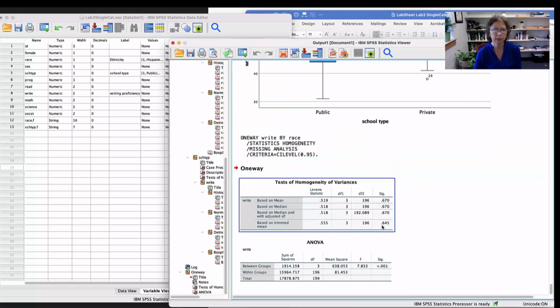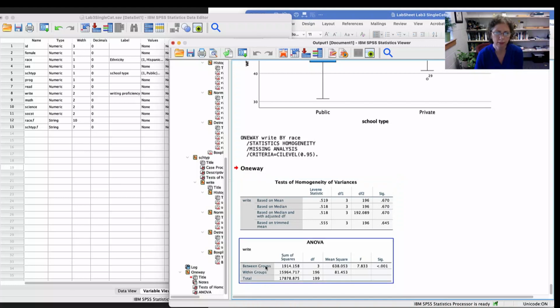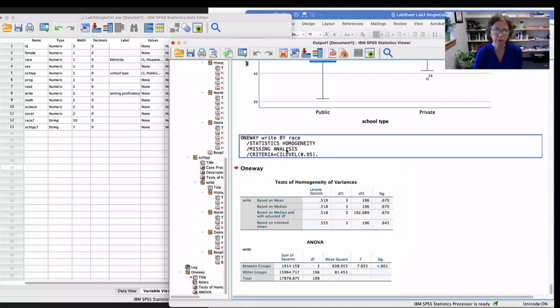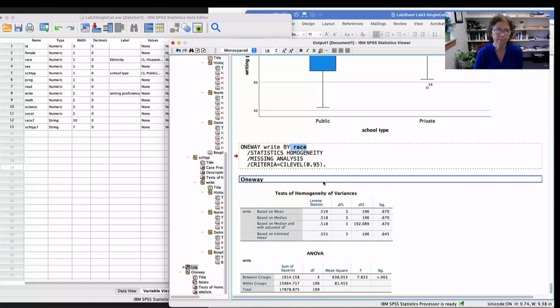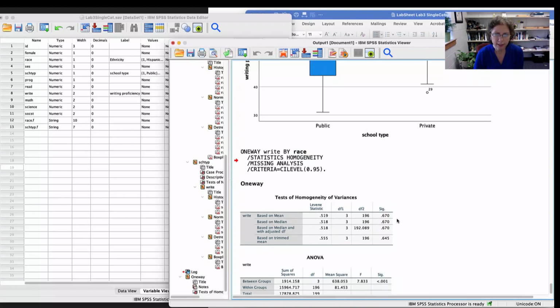And here we're seeing the very top line, looking at write across the different groups of race. And we see that the Levene's is not significant. So there is no violation of homogeneity of variance across racial groups.